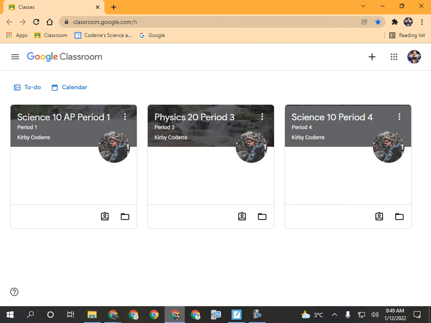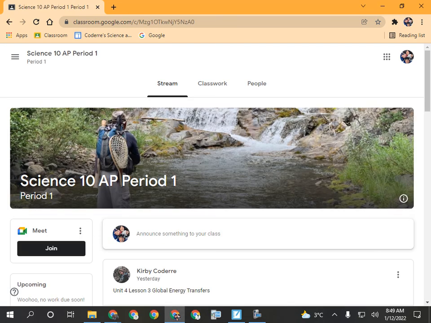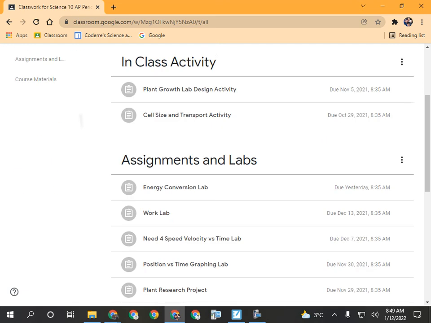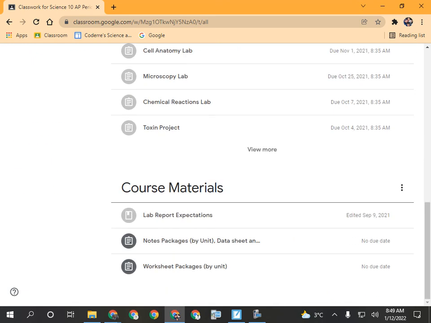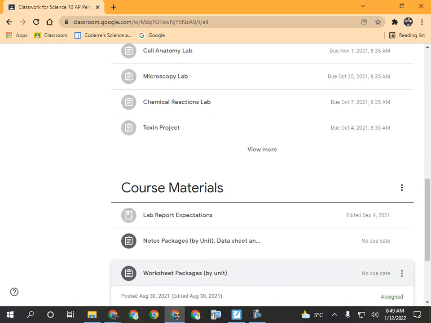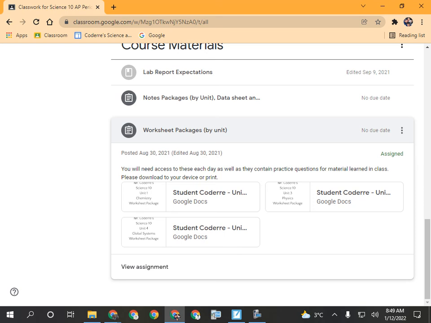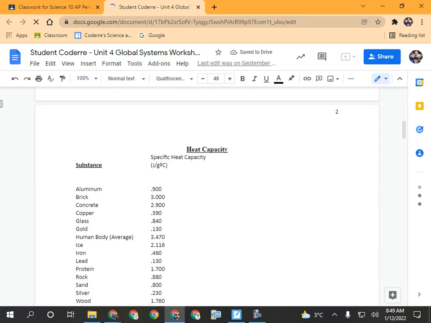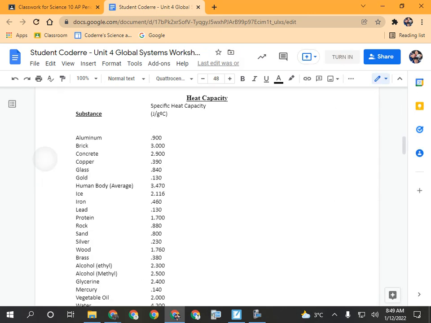So basically, in your workbook for this unit, if you go into Google Classroom and you go to classwork, and you go down to course materials here, and you go to worksheet packages, in here for unit 4 will be your chart of specific heat capacities. So that's basically the first thing in there.